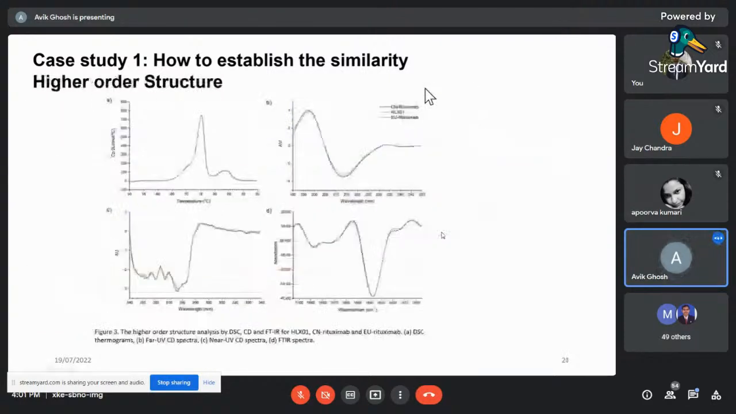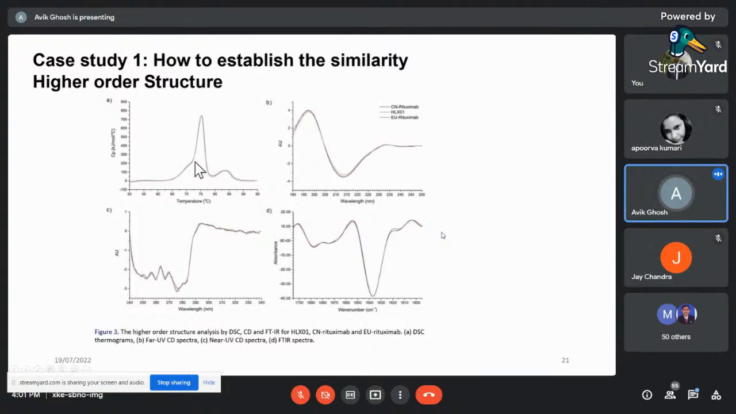Similarly, for the secondary structure or higher order structures, most of the higher order structure analyses are very qualitative, where, as you see, this is a DSC profile. So basically these are all matching, all three are here, and this is the thermal melting temperature of the protein. So this basically shows that in a higher order structure manner, all these three products, the China rituximab, the biosimilar product, and the rituximab are similar.